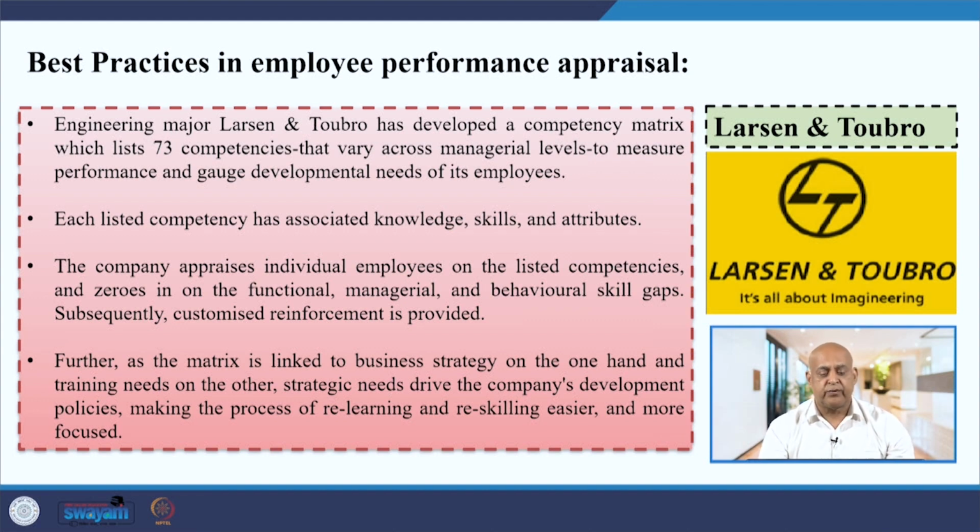Engineering major Larsen and Toubro has developed a competency matrix of 73 competencies, and organizations can identify the major competencies required for particular jobs in the organization, which vary across managerial levels, to measure performance and gauge the developmental needs of the employees. Each listed competency has associated knowledge, skills and attributes. The company appraises individual employees on the listed competencies, and zeroes in on the functional, managerial and behavioral skill gaps. Subsequently, customized reinforcement is provided. Further, as the matrix is linked to the business strategy on the one hand and the training needs on the other, strategy needs drive the company's development policies, making the process of relearning and reskilling easier and more focused.